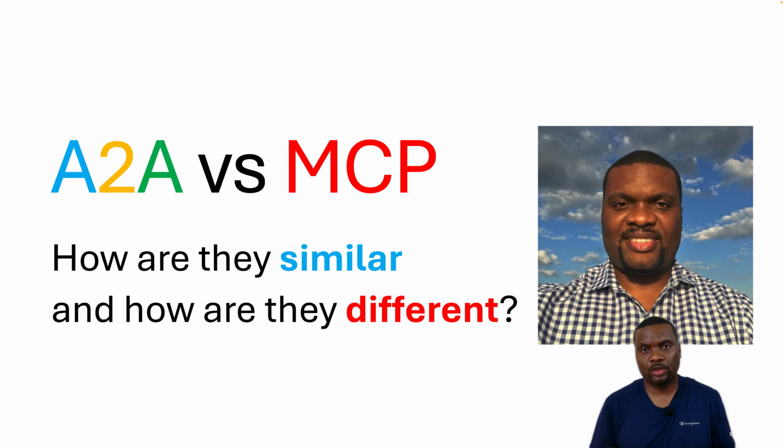So in this video, we're going to be talking about the subtle differences and similarities between the Model Context Protocol, or MCP, and the agent-to-agent communication protocol called A2A, just released recently by Google at their developer conference.